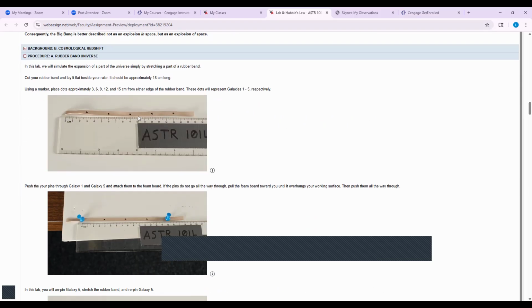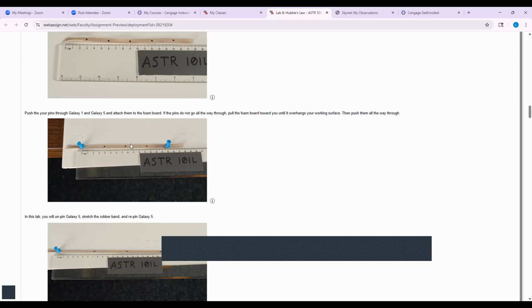The very simple example that we have here is a rubber band that we cut to around 18 centimeters, and we mark 3, 6, 9, 12, and 15 on this rubber band. And we tie down the beginning and end, the first one and last one, in the foam board, a card foam board that is a little bit thick, to make sure the pins engage on the board. And what those represent is important to notice.